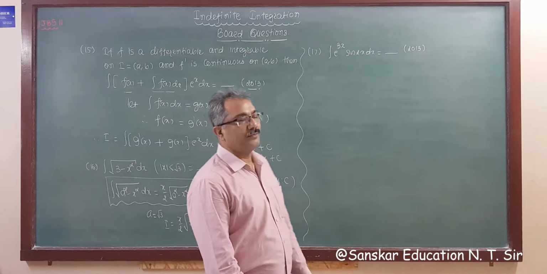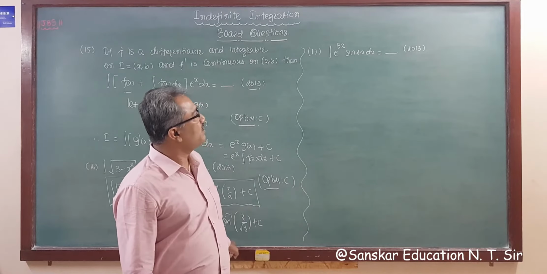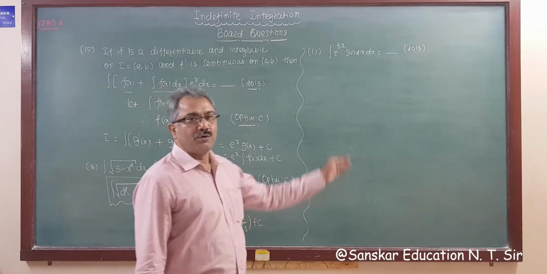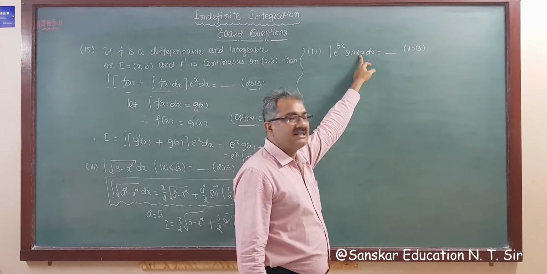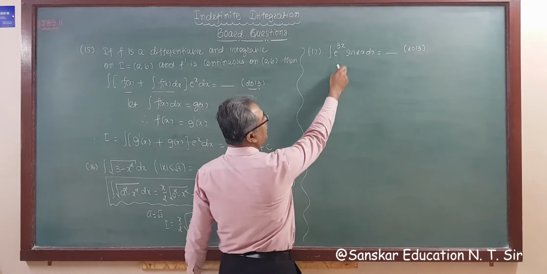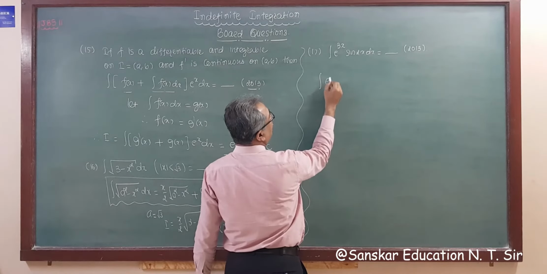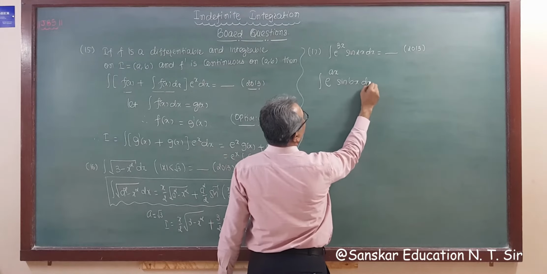Now the next question, from the 2013 board exam, is the integral of e^(3x) sin(2x) dx. You can integrate using integration by parts, taking u and v. U is this, v is this, and you will get your answer. But instead of doing all this, you have one formula: the integral of e^(ax) sin(bx) dx.